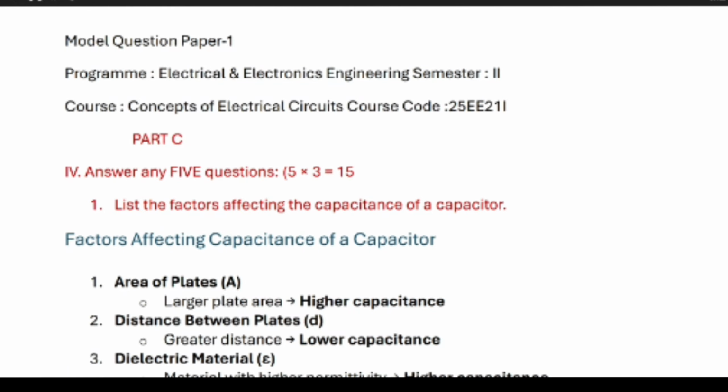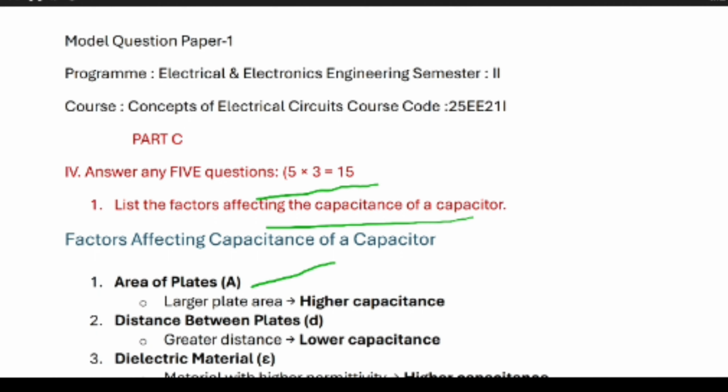This is model question paper 1, Electrical and Electronics Engineering, semester 2, course Concepts of Electrical Circuits. Subject code is 25EE21. These are 3 marks questions. List the factors affecting the capacitance of a capacitor.